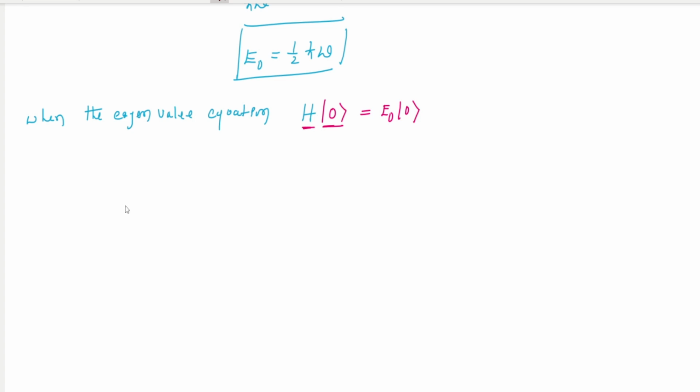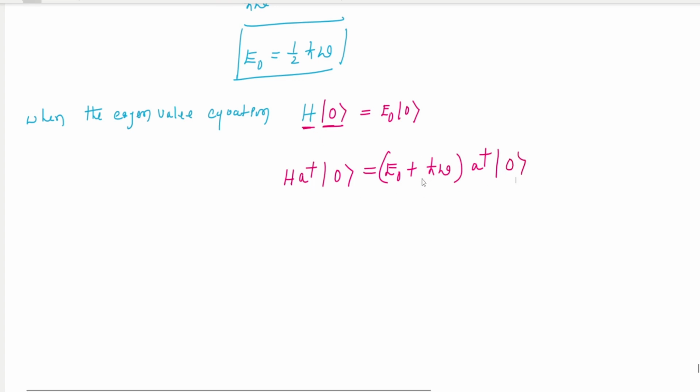Operating from the left, H A dagger I'm going to apply on this state. Then what we get here is E0 plus H cross omega, A dagger into 0, right? So one state is increased, the H cross omega state is going to increase. This is the first step.